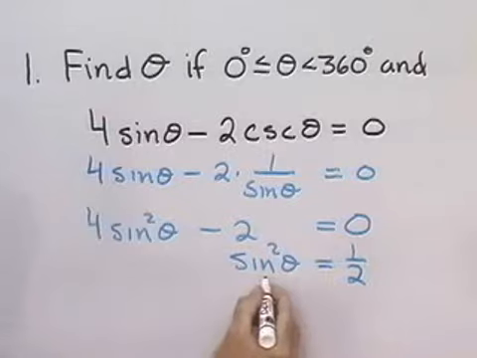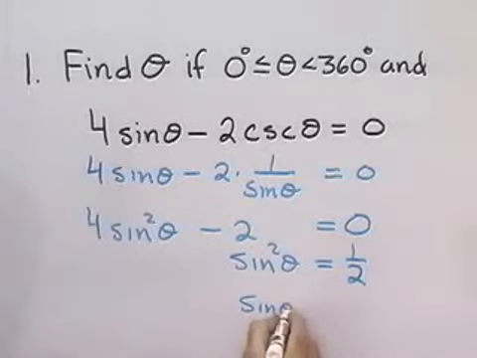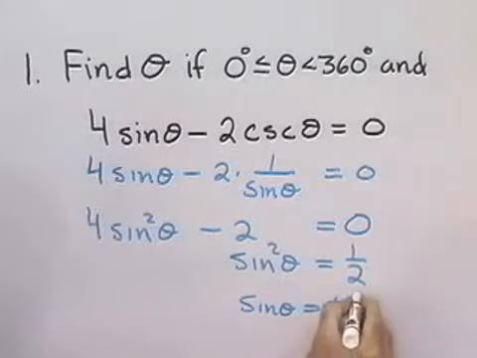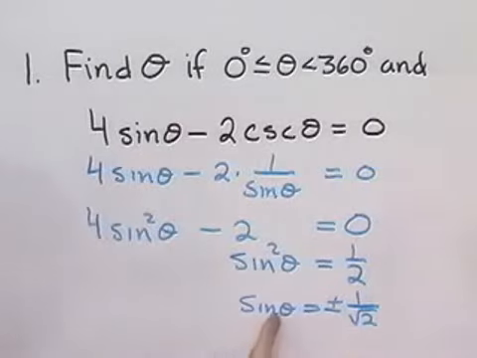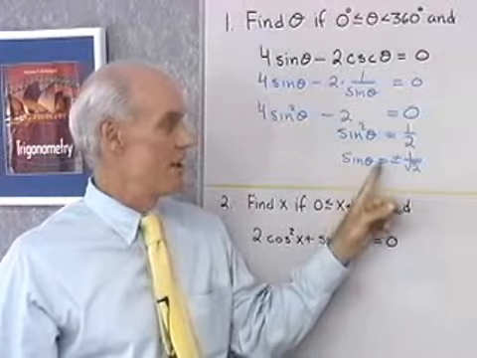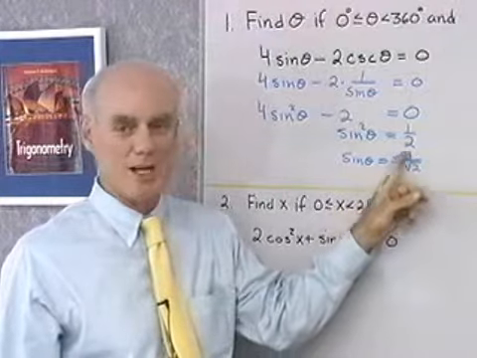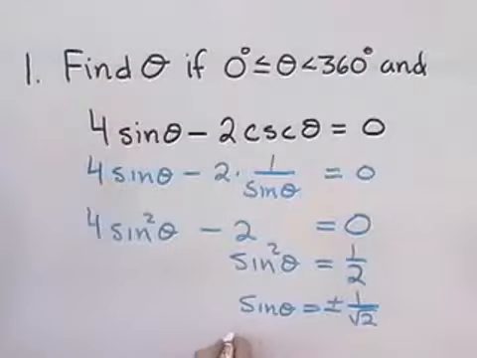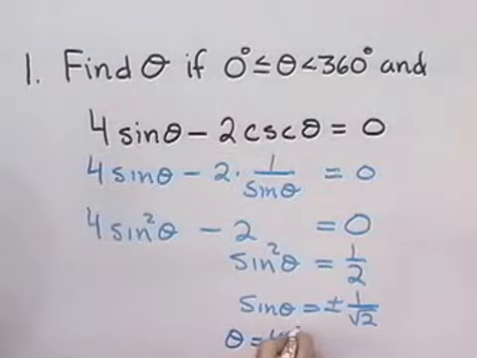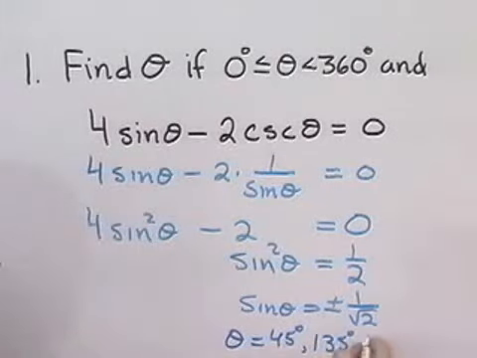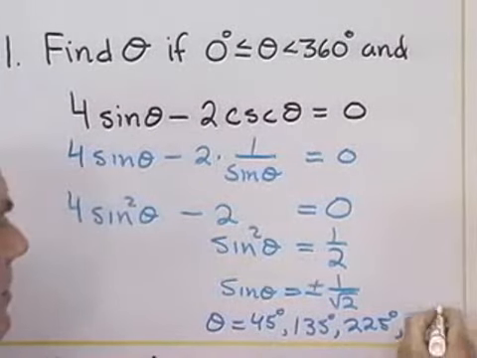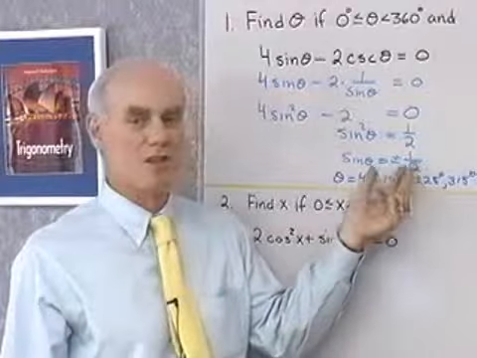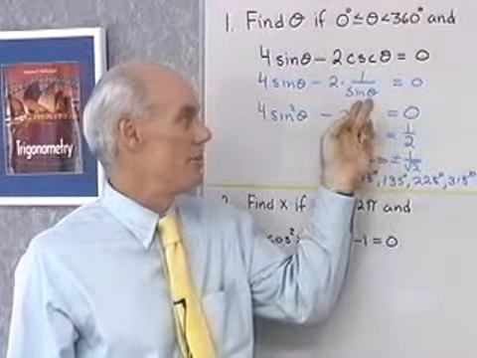Take both the positive and negative square root of both sides, and I'll have sine theta is equal to plus or minus square root of 1 is 1, square root of 2 is that. And now I have to ask myself, okay, what values of theta are there for which sine theta is either plus 1 over square root 2 or minus 1 over square root 2? So I end up with theta is equal to 45 degrees in quadrant 1, in quadrant 2, 135 degrees, in quadrant 3, 225 degrees, and in quadrant 4, 315 degrees. So you see I end up with 4 solutions to this equation, and I had to use a trig identity in the process of solving it.